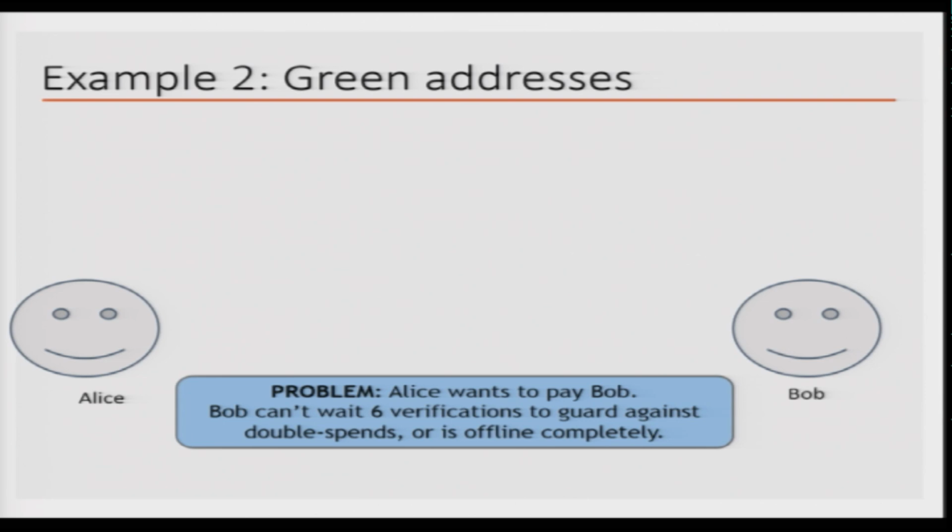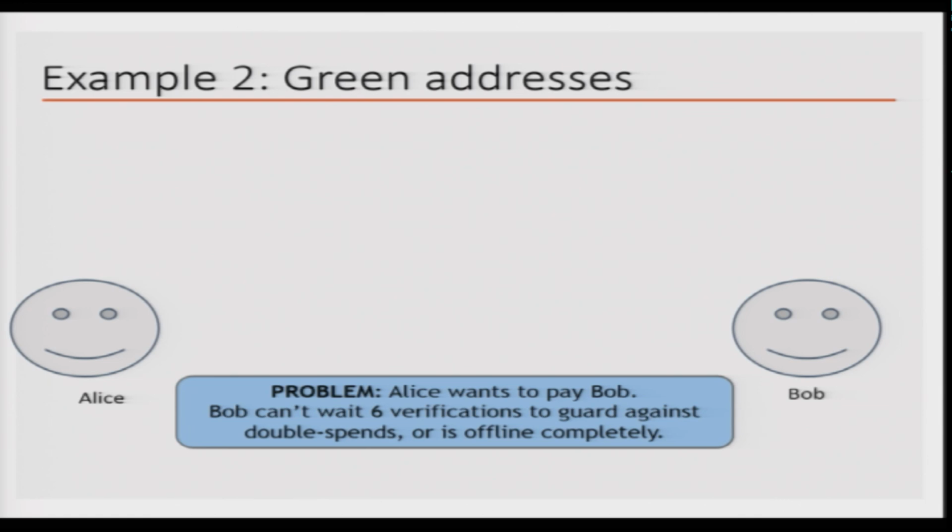Now, there is another thing called green addresses. In green addresses, what happens is that, say, a similar problem, Alice wants to pay Bob, and Alice makes the payment transaction, but Bob cannot wait for 6 verifications. Remember, like we said, that there has to be 6 blocks built on top of the block that contains this transaction in the blockchain in order to be probabilistically more sure. Also, Bob does not want Alice to go around and do a double spending. Or Bob may be completely offline and he has no way to check what is happening.